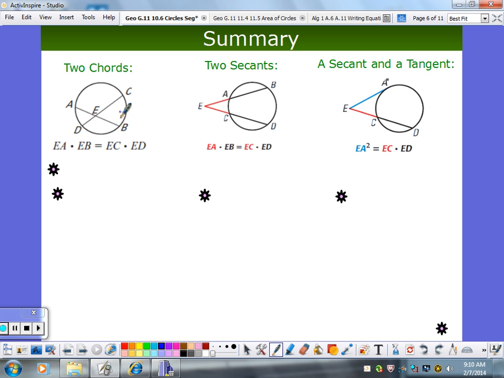So let's see, if I have two chords, it's this piece times that piece equals this piece times that piece. AE times EB equals DE times AC.